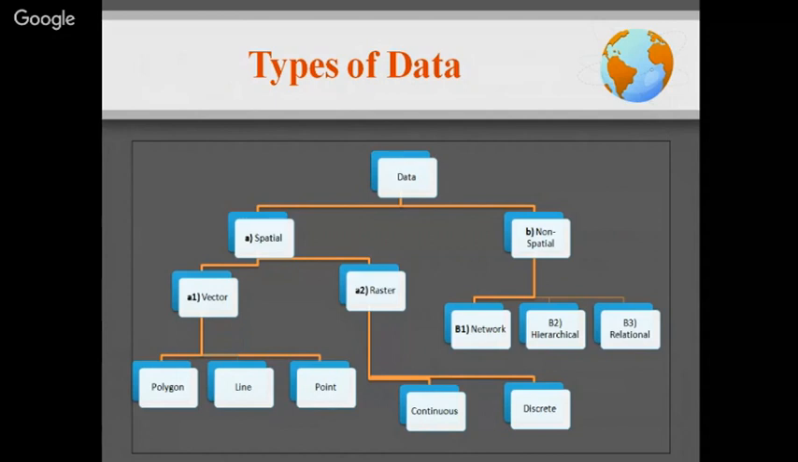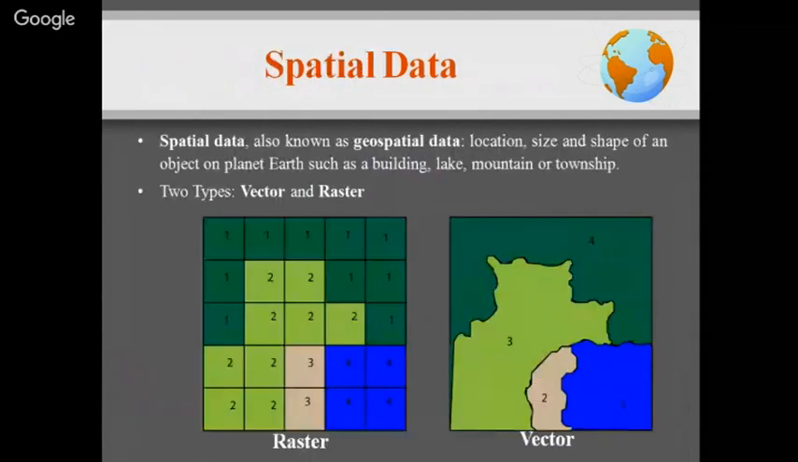Now, when coming to non-spatial data, it could be different models. You can have network data, hierarchical data, and relational data. Now, this is what spatial data looks like. And this is geospatial data because it is dealing with location, size, and shape of any object on the planet. For example, it could be a building, a lake, a mountain, or even a township. Now, these are two models by which spatial data can be represented. You have raster, where you have pixels. In the first diagram, those squares are the pixels. Similarly, if you show the same in vector, it will be shown in the vector layer, because the vector layer is using polygons to deal with the aerial dimension of the data.